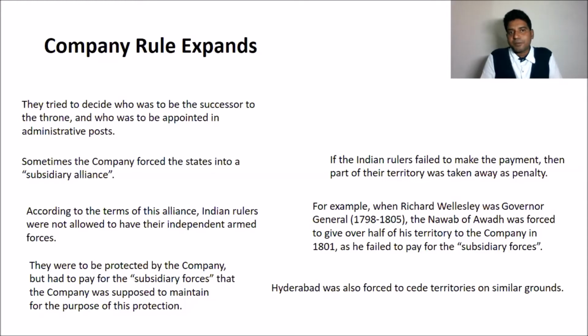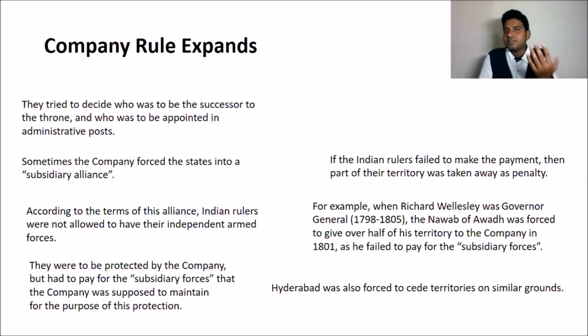They also came up with the proposal of the Subsidiary Alliance. What is this Subsidiary Alliance? Alliance means an agreement. According to its terms, the Indian rulers were not allowed to have their independent armed forces. Then how will they safeguard themselves? They will be offered protection by the company. The East India Company will give a certain amount of army to protect the Indian kings.